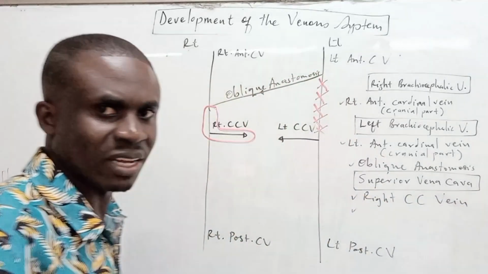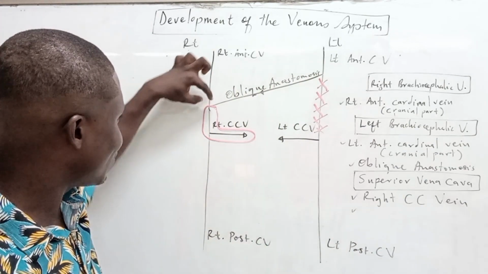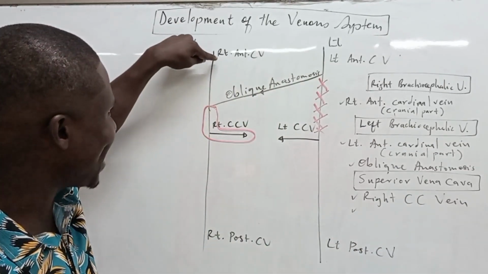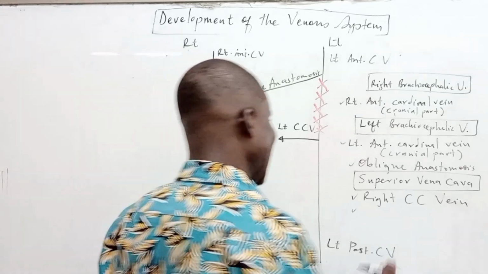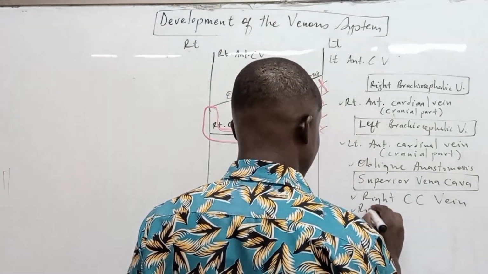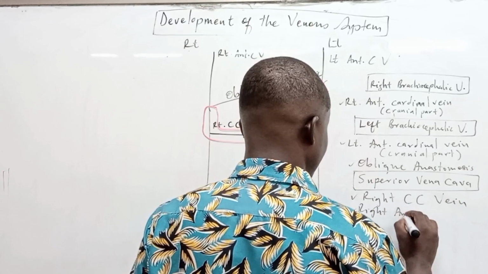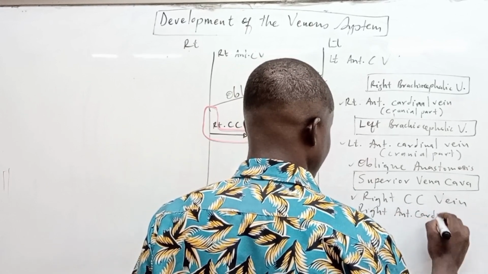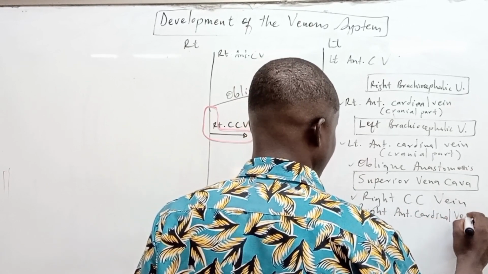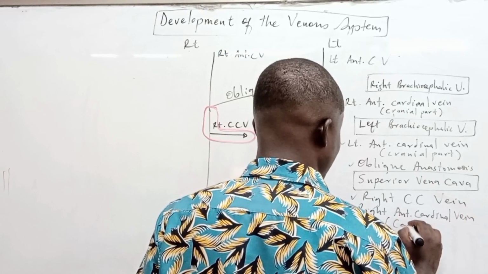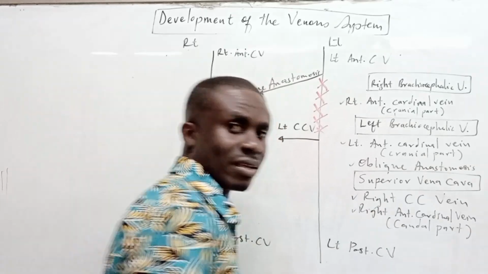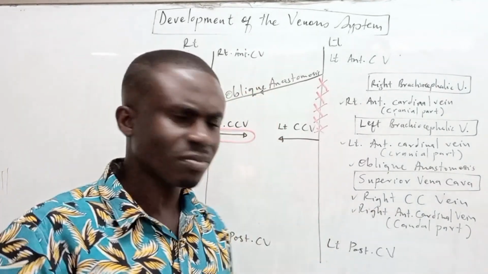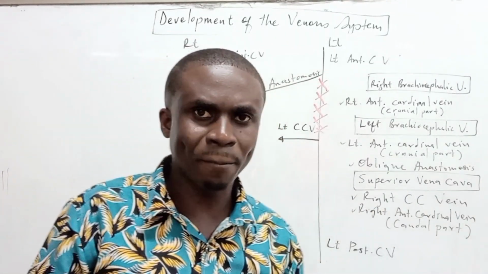Then apart from that, what else? You see that we are in the right anterior cardinal vein, but we are talking about the caudal portion. So right anterior cardinal vein. But we got to be mindful that we are talking about the caudal part. Yes, that's what we see. We are through with that.